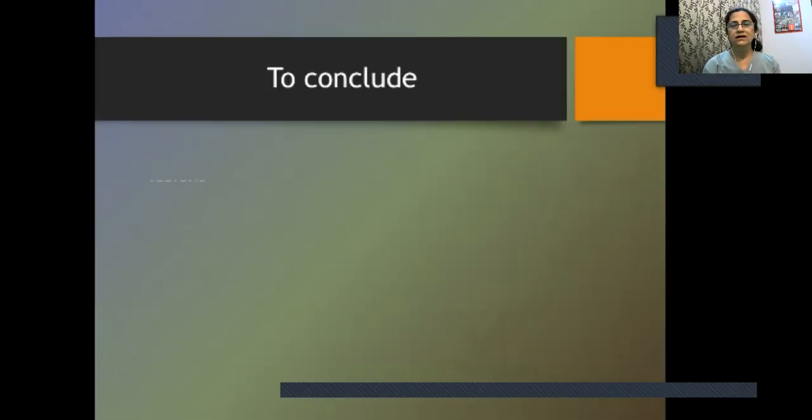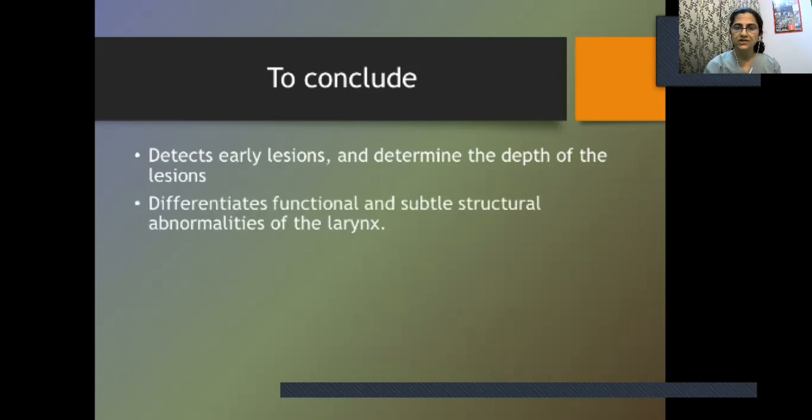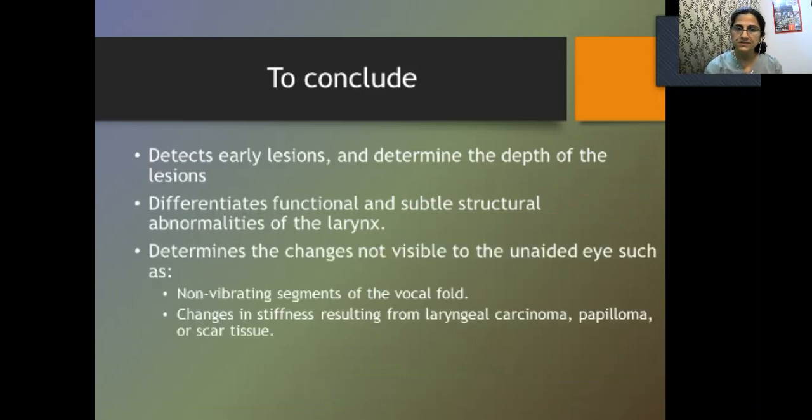To conclude, stroboscopy detects early lesions and you can determine the depth of the lesions. It differentiates the function and the subtle structural abnormalities of the larynx, and determines the changes which are not visible to the unaided eye, such as non-vibrating segments of the vocal cord, or subtle changes in the stiffness, which may be resulting from papilloma or scar tissue or laryngeal cancerous lesions. And you can compare the pre and post treatment vocal cord vibratory pattern.